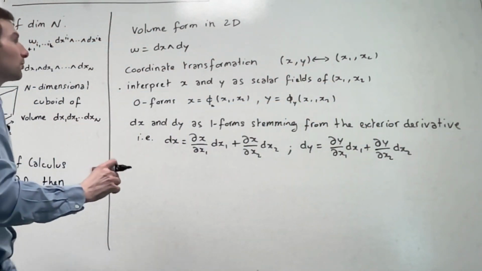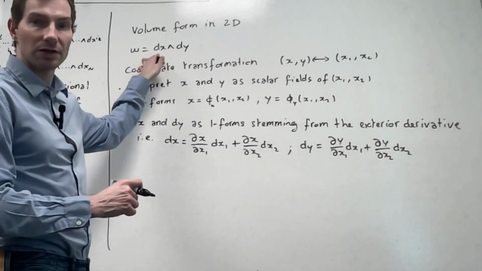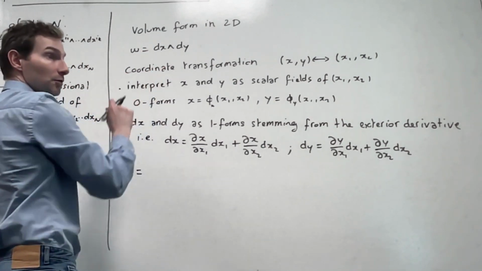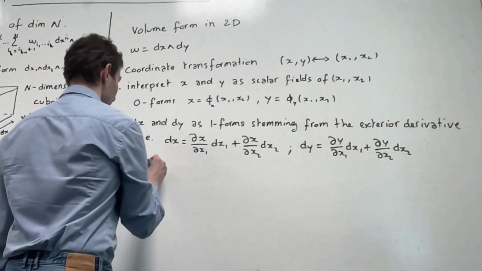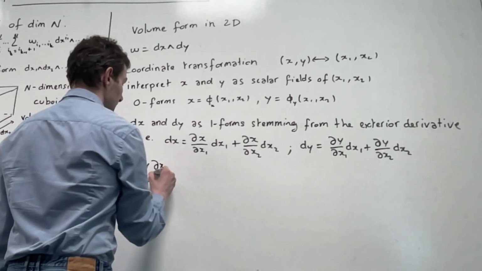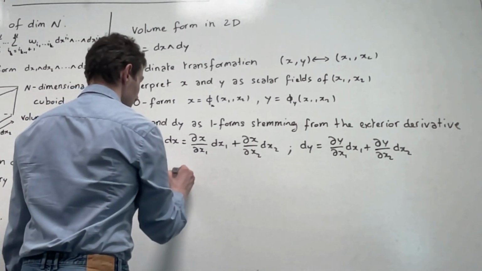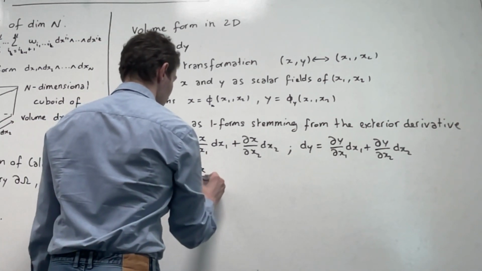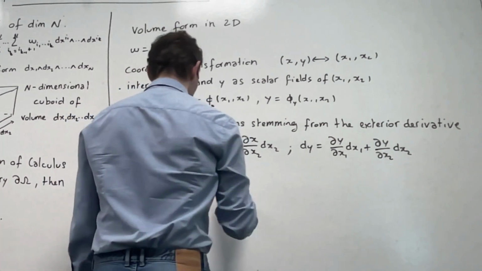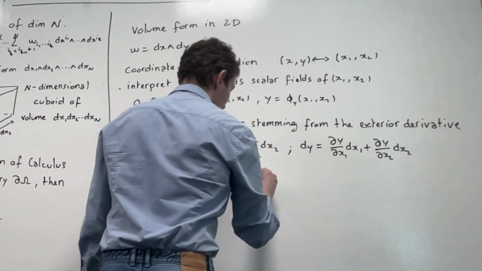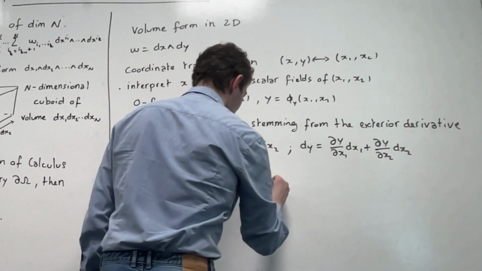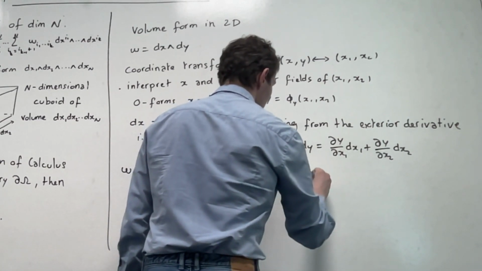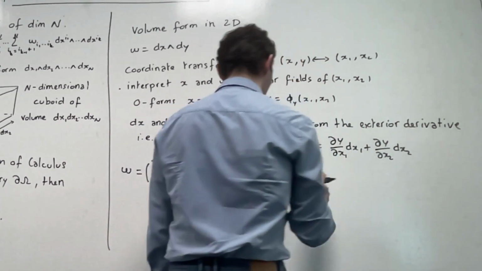All right, so what I do then is I actually substitute these expressions in there. So I'm going to get that the volume form omega, which is still the same volume form, is equal to (dx/dx1) dx1 plus (dx/dx2) dx2, and then wedge (dy/dx1) dx1 plus (dy/dx2) dx2, and then I'm done.